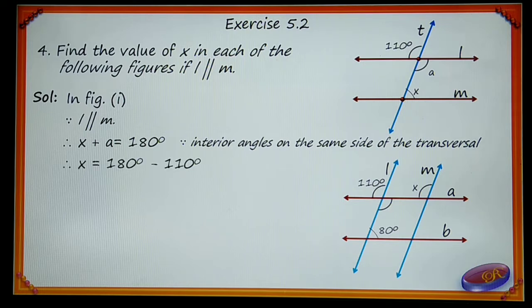Therefore, x is equal to 180 degree minus 110 degree. Why 110 degree? That is the value of a. So x is equal to 70 degree.